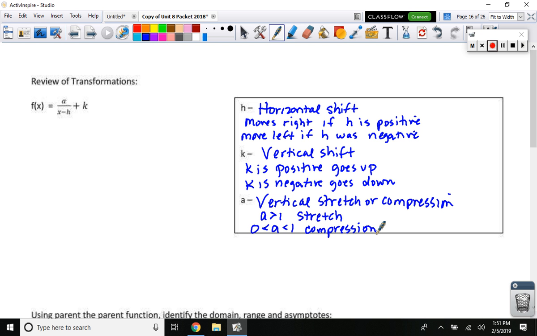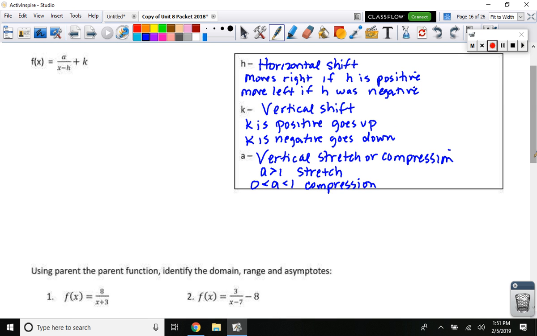Alright, and we gotta know what that basic parent function looks like, right? That was the one we did, y equals 1 over x. Let's sketch. Asymptotes are where for this one? Uh-oh. 0 and 0, right? And the graph quickly. There's our parent function, 0 and 0.